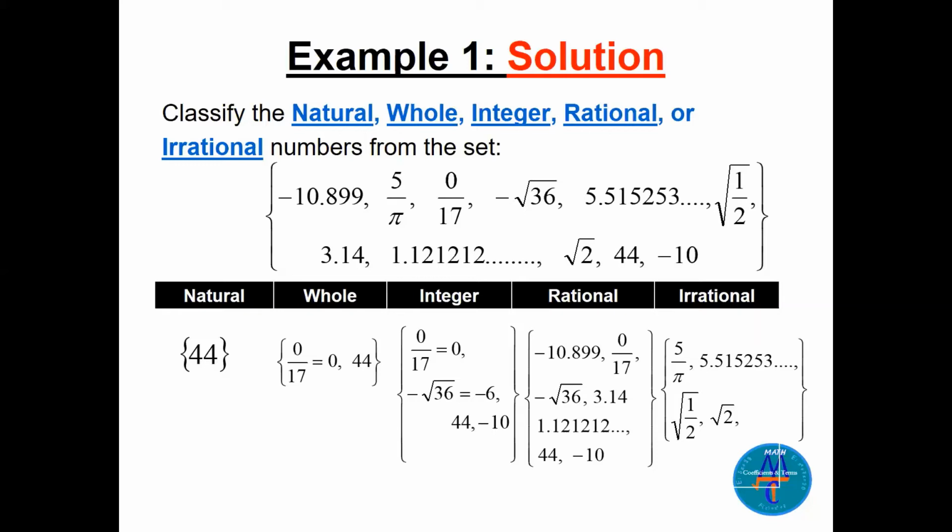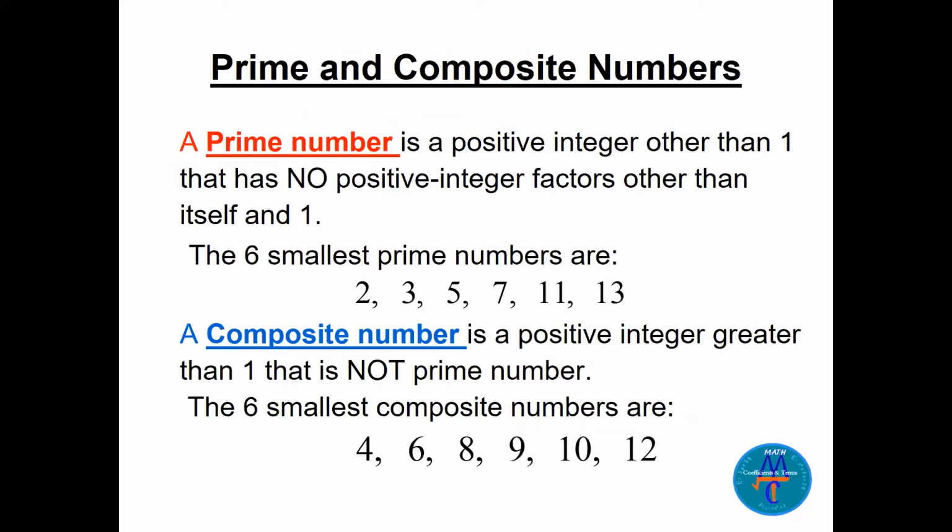5 over pi, the second number here, an ugly number. 5 over pi, and then 5.515253, which is not repeating. Square root of half, and square root of 2. If you can simplify the square root, simplify it, then you can decide if it is rational or irrational, like minus square root of 36. I was able to simplify it, it's minus 6. Nice question.